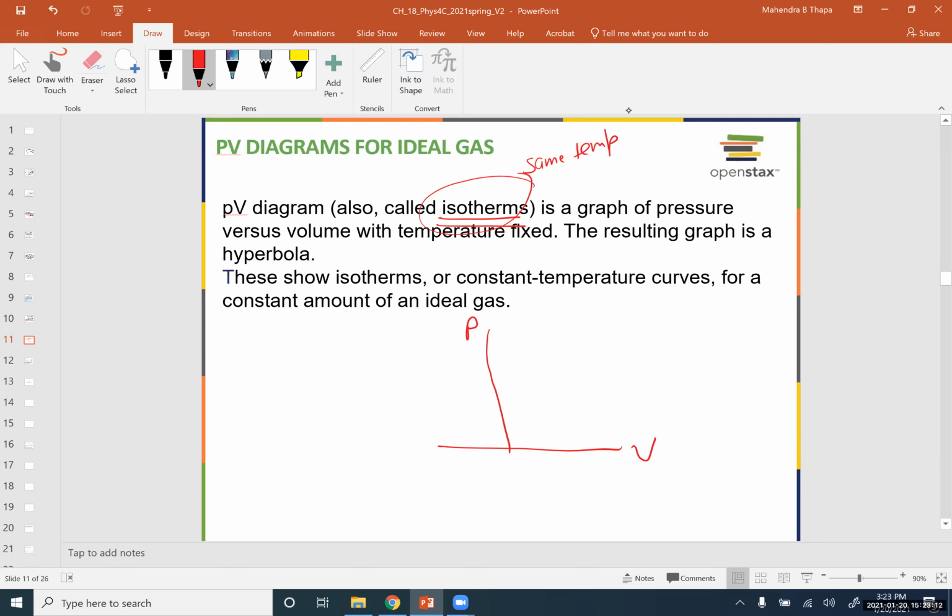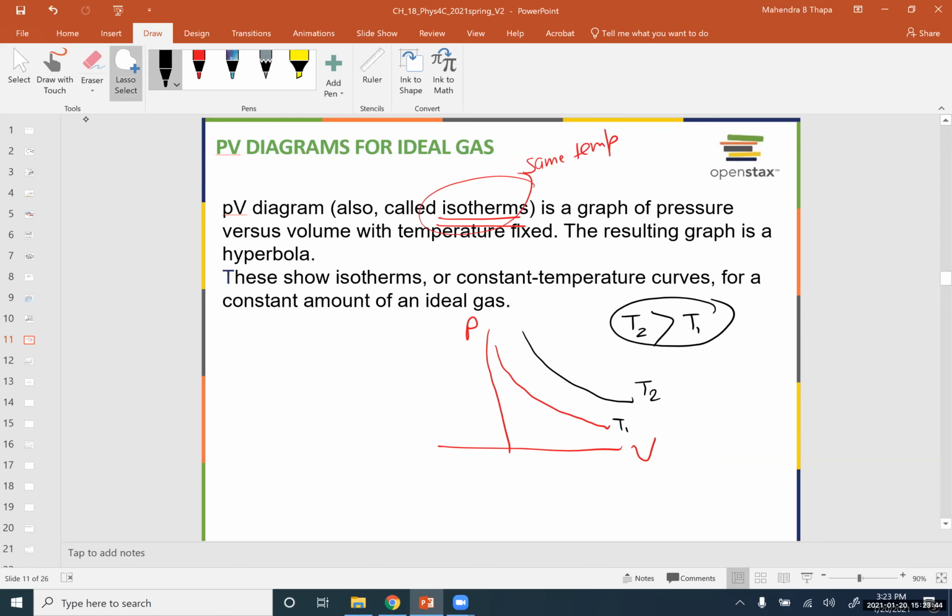So, for example, at the lower temperature, you will get this kind of curve, and for other temperatures, you will have maybe this one. Say this is the P-V curve for temperature T1, and this other graph is for temperature T2. So this graph represents T2 greater than T1. Similarly, if the temperature goes higher, the curve will change accordingly. So this is the PV diagram for the ideal situation.